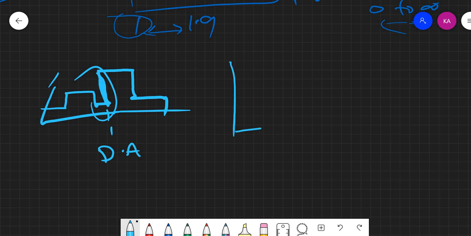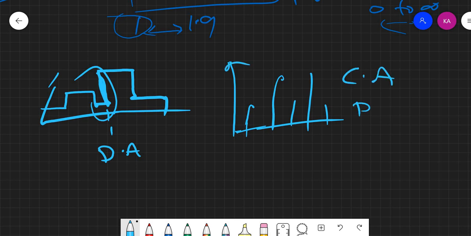But let's say I give a signal like this, and someone comes and asks what type of signal it is, continuous amplitude or discrete amplitude. The answer is unknown. The answer is unknown.